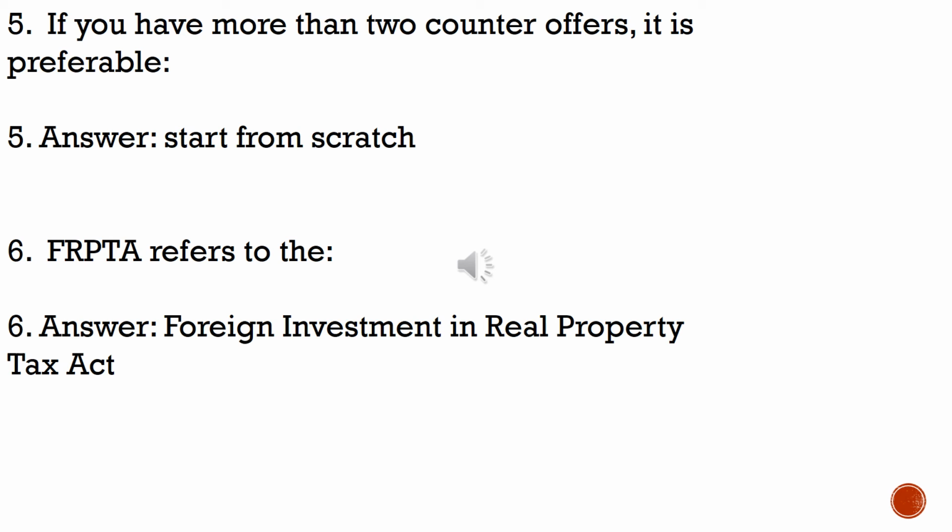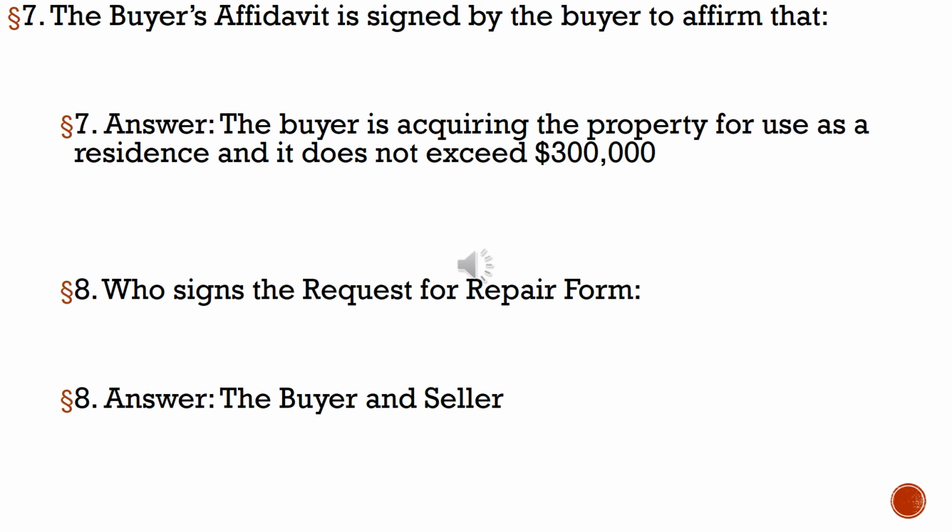Question number 6. FRPTA refers to the, answer, Foreign Investment in Real Property Tax Act. Question number 7. The buyer's affidavit is signed by the buyer to affirm that, answer, the buyer is acquiring the property for use as a residence and does not exceed $300,000. Question number 8. Who signs the request for repair form? Answer, the buyer and seller.